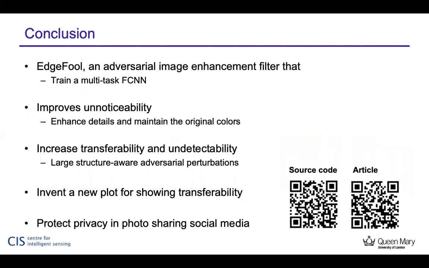Okay, we propose edgefool, an adversarial image enhancement filter that trains a multitask fully convolutional neural network to generate adversarial images whose details are enhanced. By doing experiments on 2 datasets and 3 state-of-the-art deep neural networks, we showed that edgefool satisfies misleading, transferability, and undetectability objectives. And we also invented a new plot for showing the transferability of the adversarial attack. We hope that by using our method, edgefool, you can protect your privacy when you are sharing your photos on social media with your friends.